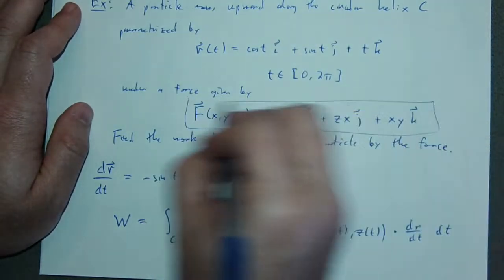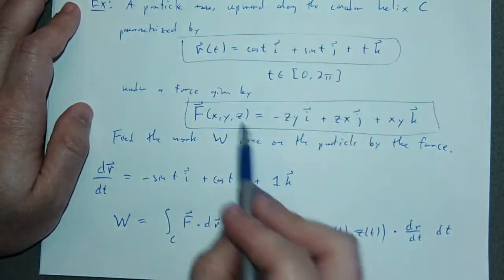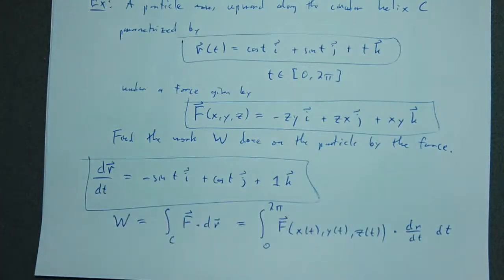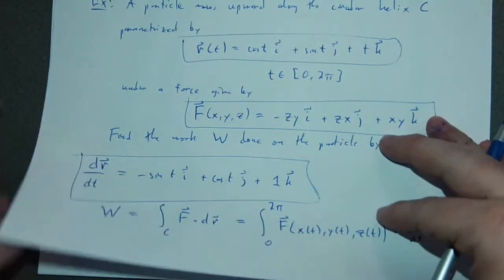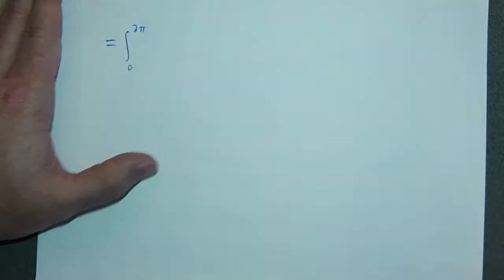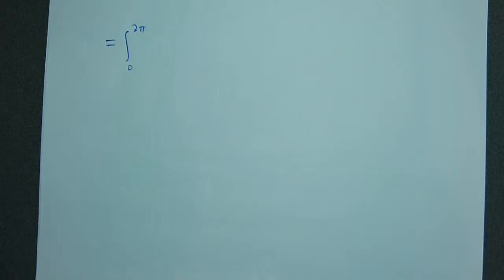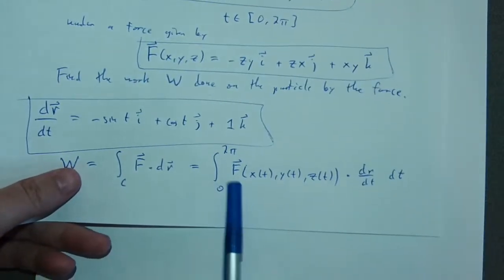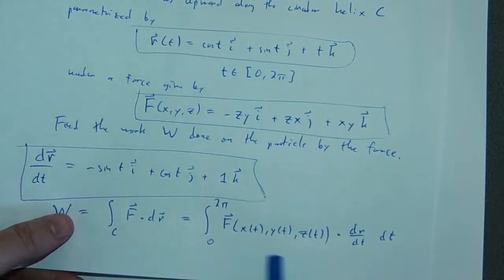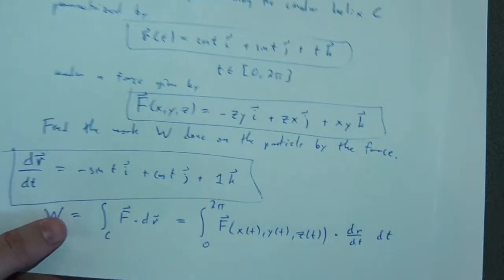So here's F, here's r. I plug r into F, dot it with dr dt. Okay, so let's do that. I need to write this on a new sheet. So this is equal to the integral from 0 to 2 pi of, first I have my vector field F with the parameterization cosine t, sine t, t plugged in for x, y, and z.